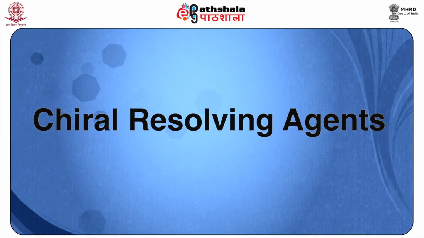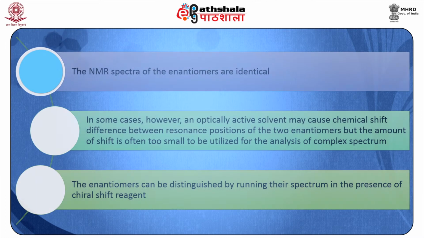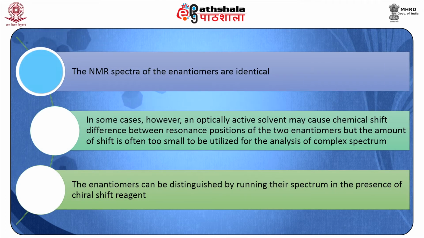Now let us study the chiral resolving agents for the simplification of the NMR spectrum. The NMR spectra of the enantiomers are identical. In some cases, however, an optically active solvent may cause a chemical shift difference between resonance positions of the two enantiomers. But the amount of shift is often too small to be utilized for the analysis of a complex spectrum. The enantiomers can thus be distinguished by running their spectrum in the presence of a chiral shift reagent.